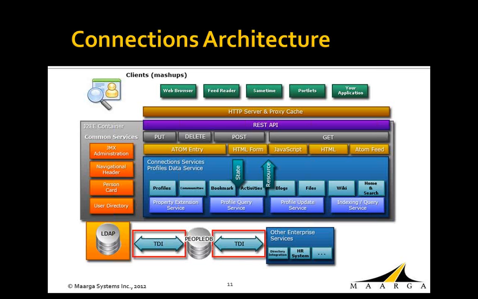The bottom part, where we have the backend, is typically the LDAP server that is used for authentication of profiles and users. We use TDI, the Tivoli Directory Integrator. This extracts person information from external sources such as LDAP and pushes it to the people DB, which is used by Connections as such.